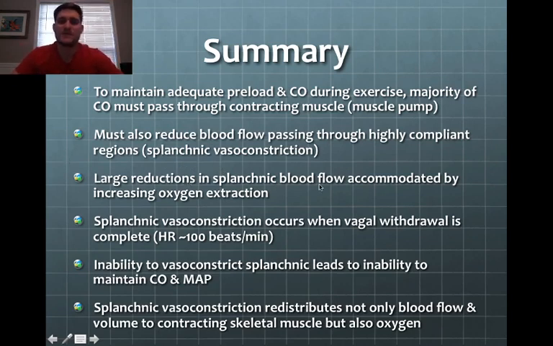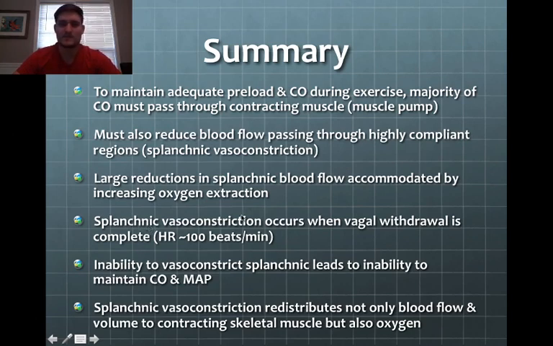Large reductions in splanchnic blood flow are accommodated by increases in oxygen extraction. So that's how we maintain VO2. If we want these splanchnic cells to keep up their level of metabolism, they need to increase that AVO2 difference since their blood flow has gone down.